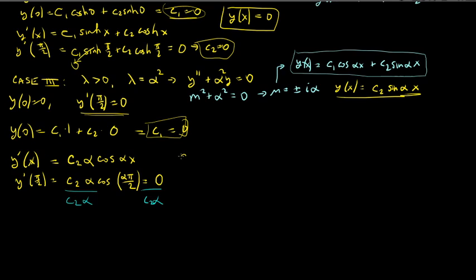And now we're just solving cosine of alpha pi over 2 equals 0. And that's just a trig equation. Surely you remember cosine of theta is 0 means theta is just pi over 2 or 3 pi over 2. So any odd multiple of pi over 2.